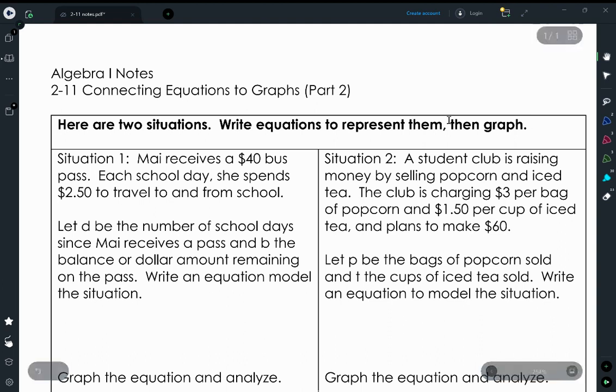Hello class, these are our notes for section 211 in Algebra 1. We are connecting equations to graphs. So this is the second part of this lesson.